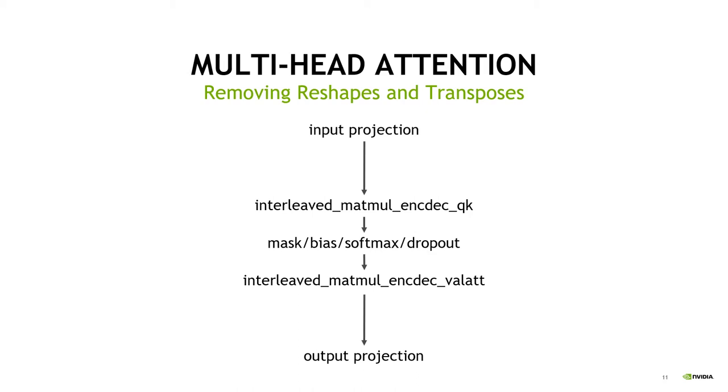With that specialized operation now available, we can now remove all of the reshapes and transposes that were occupying the first half of the decoder pass by replacing the batched dot product with the appropriate function, prefixed by interleaved matmul, which indicates that the head dimension is still interleaved with the features when calling this matrix multiplication.